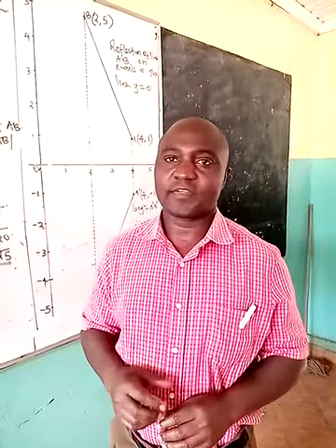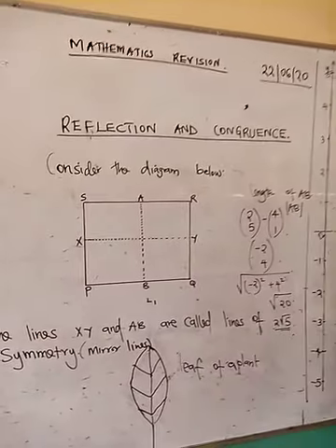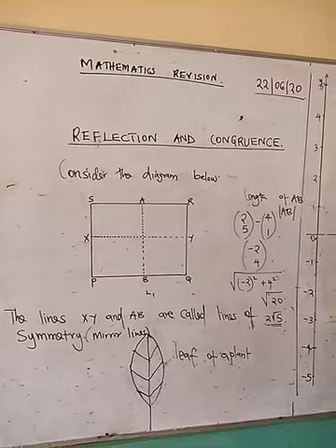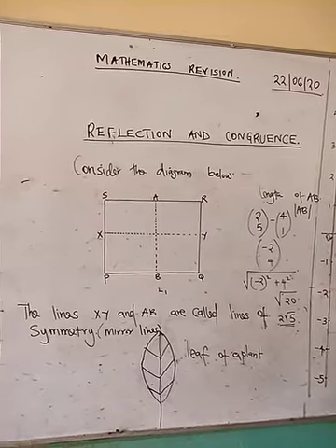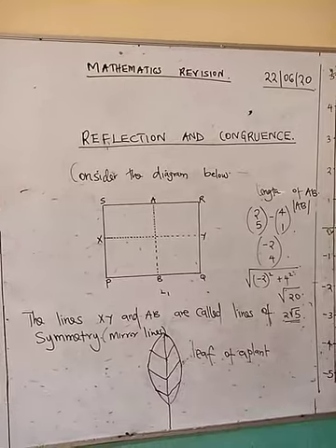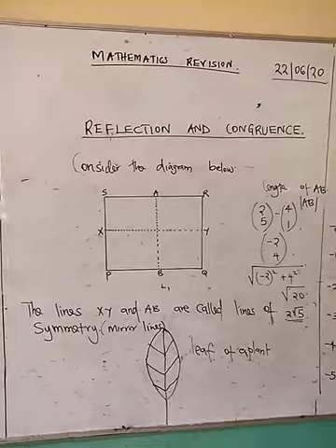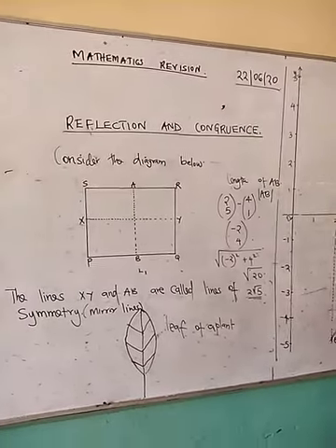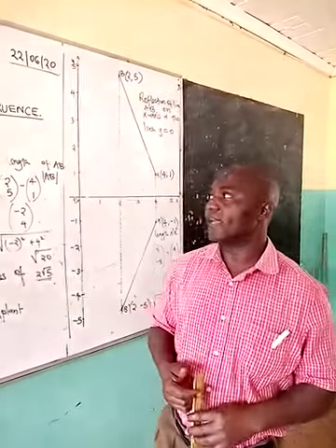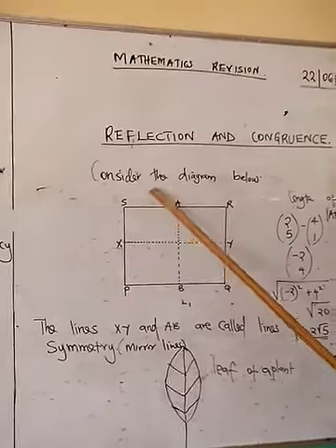The topic we are going to discuss today is reflection and congruency. Many times in our lives, we have wondered, what is this thing called reflection? And what is this thing called congruency? Students at times may have difficulty in seeing the lines of symmetry. So first we are going to begin with the line of symmetry, and we are going to consider the diagram below.